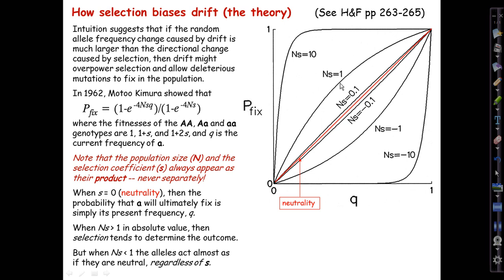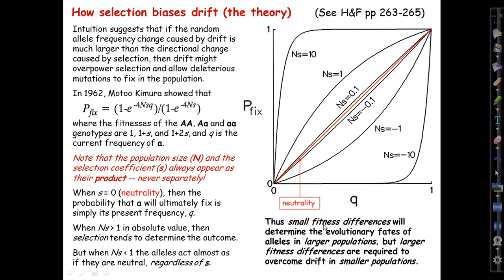Okay, and then N times S on the order of 1 in absolute value represents this sort of transition between effectively neutral behavior and behavior strongly determined by selection. That's the take-home. Small fitness differences will determine the evolutionary fates of alleles in larger populations, but larger fitness differences will be required to overcome drift in smaller populations.